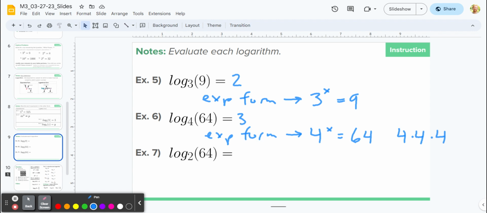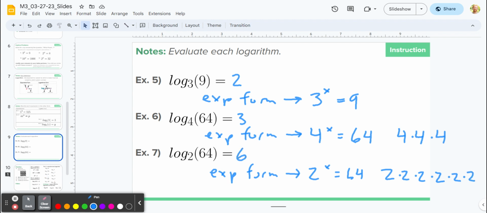And let's try it with this last one, log base 2 of 64, exponential form here. If I rewrote it, I would have 2 to the x power equals 64. Now we need to go 2 times 2 gives me 4, times another 2 gives me 8, times another 2 gives me 16, times another 2 gives me 32, and finally the last 2 would get me to 64, so I got 1, 2, 3, 4, 5, 6. My logarithm would be equal to 6.